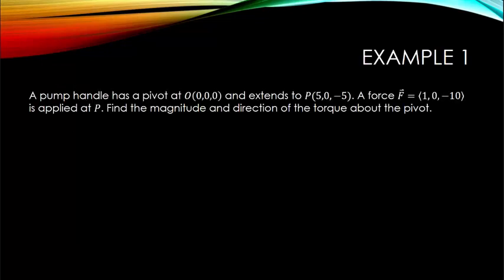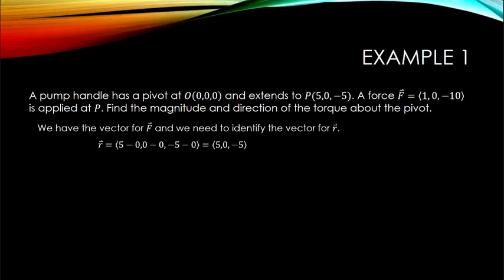A pump handle has a pivot at the origin with coordinates 0, 0, 0, and the pump handle extends to the point P, represented by the coordinates 5, 0, negative 5. A force F in component form given by 1, 0, negative 10 is applied at point P. I want to find the magnitude and direction of the torque about the pivot. We have the vector for F, and we need to identify the vector for r. Conveniently, because r is at the end of the pump handle and the pivot is at the origin, my r vector is given by 5, 0, negative 5.